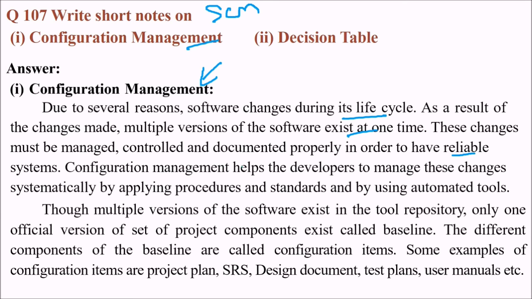So configuration management helps the developers to manage these changes systematically by applying procedures and standards and by using automated tools. Though multiple versions of the software exist in the tool repository, only one official version of the set of project components may exist, which is called a baseline. The different components of the baseline are called configuration items. Some examples of configuration items are the project plan, SRS, design document, test plans, and user manuals.